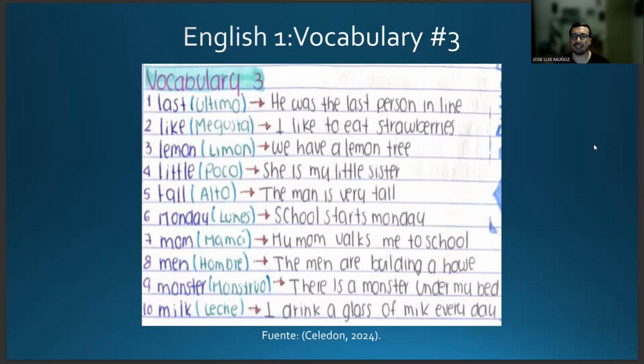Number six, you have Monday. School starts Monday. Number seven, mom. My mom walks me to school. Men, the men are building a house. Monster, there is a monster under my bed. Milk, I drink a glass of milk every day. Like that, you could use the recommended vocabulary too.